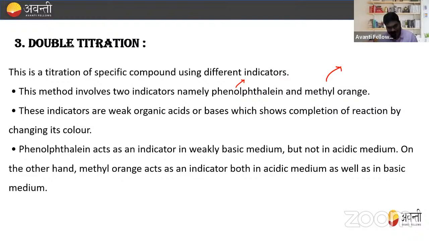Now, phenolphthalein acts as an indicator in weakly basic medium. Remember this point: phenolphthalein acts as an indicator in weakly basic medium, but not in acidic medium. On the other hand, methyl orange acts as an indicator both in acidic medium as well as basic medium. So you must remember these points about double titration. First, it is the titration of a specific compound using different indicators. Second, the method involves two indicators, phenolphthalein and methyl orange. Third, these indicators are weak organic acids or bases which show completion of the reaction by changing color. Next, phenolphthalein acts in weakly basic medium but not in acidic medium, while methyl orange acts in both. I hope this is clear to you.